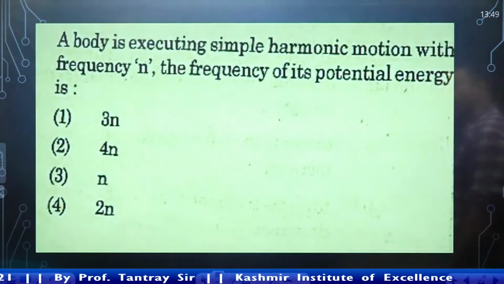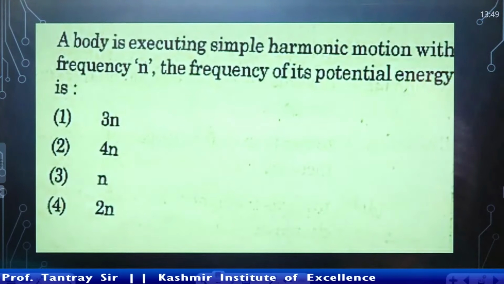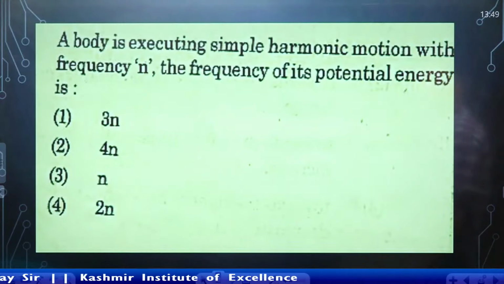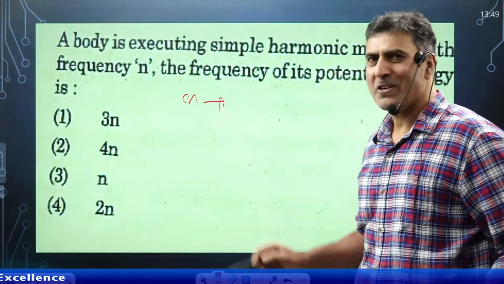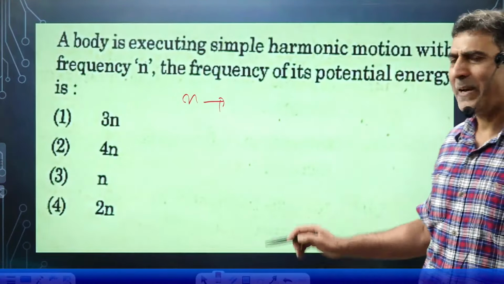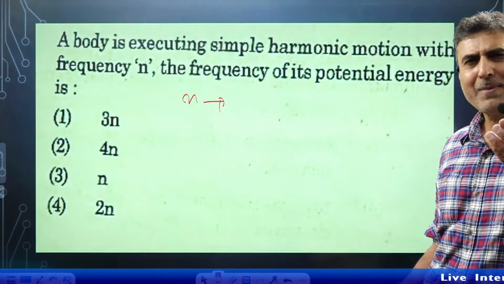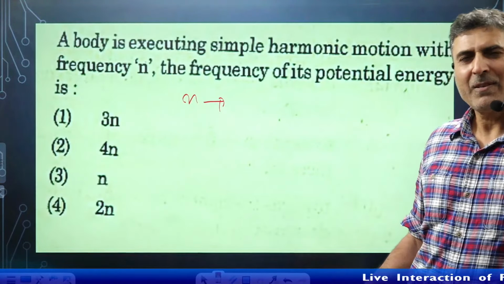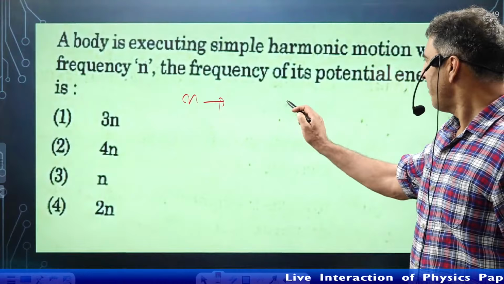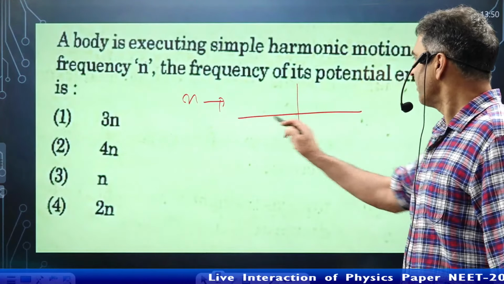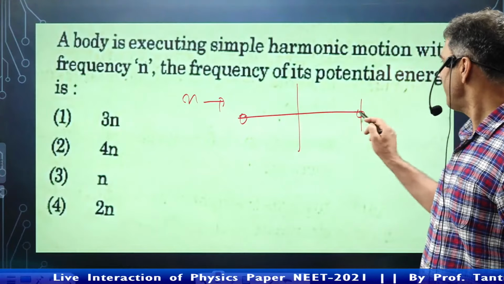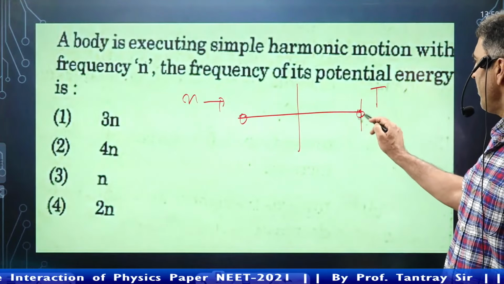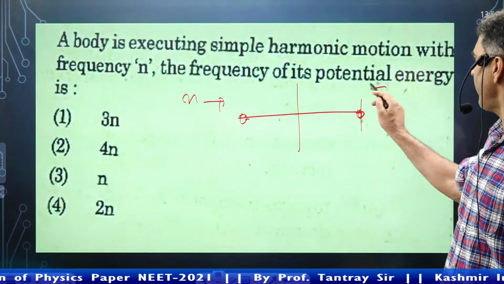Okay. Now, a body is executing simple harmonic motion with frequency n. What is the frequency of its potential energy? I will explain by two methods. I will give a mathematical equation, and then I will physically explain. See here, a particle is oscillating back and forth. It goes from here, goes here and comes back. So that is one time period.